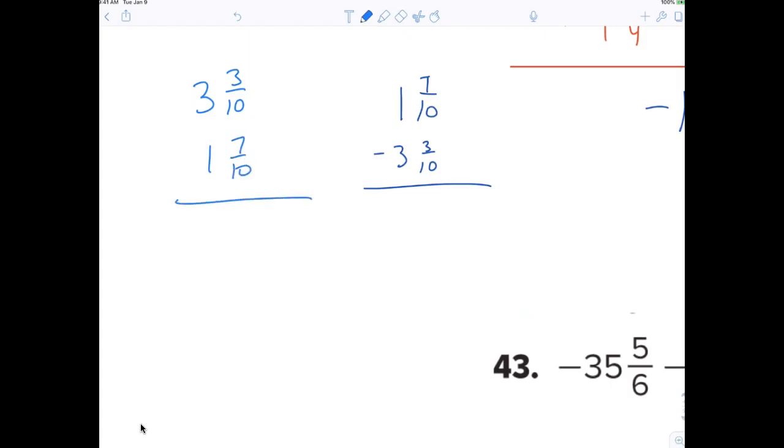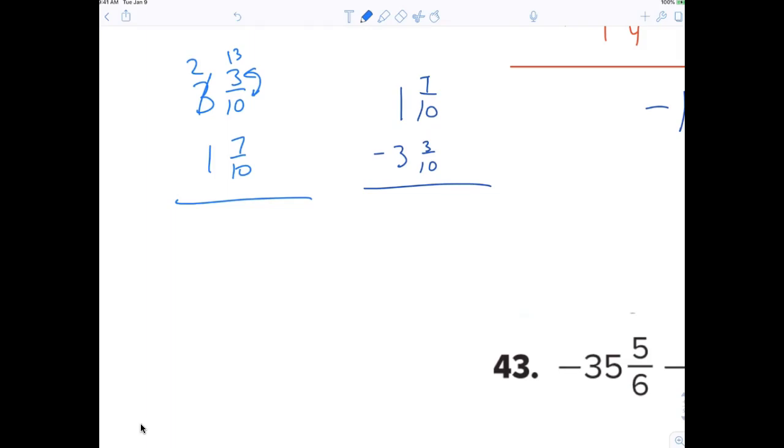Do you agree? And now we're going to subtract. So if I subtract these, can I do 3 minus 7? No, because why? There's still more positives. Right, so I can pull from this 3 and make it a 2 and make that a 13. You agree with this? The 3, when I add those together, that becomes a 13. Now I can subtract them.